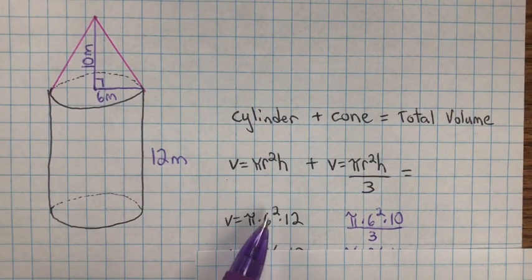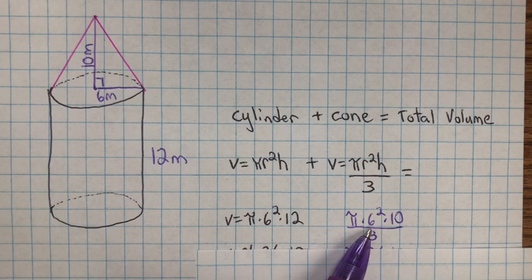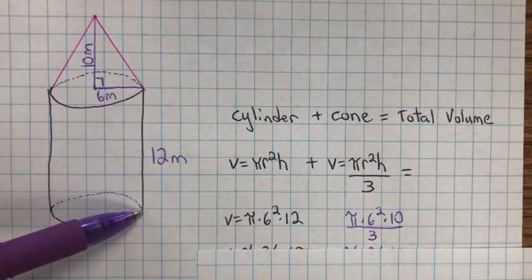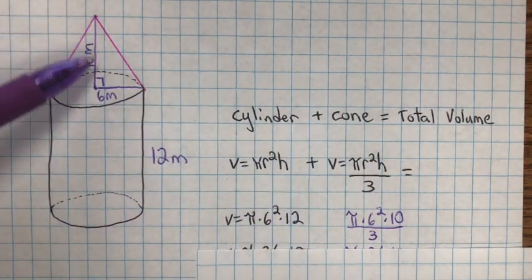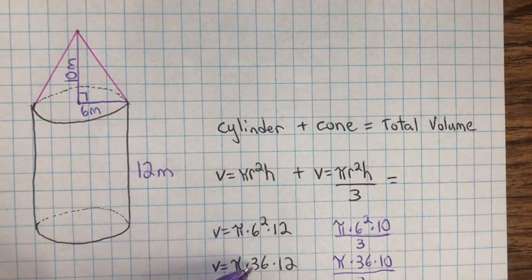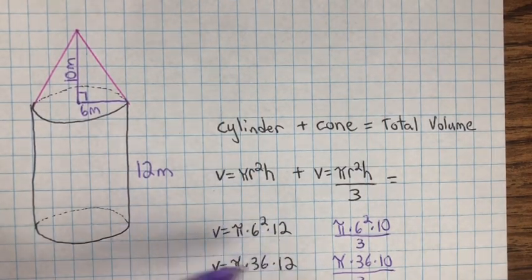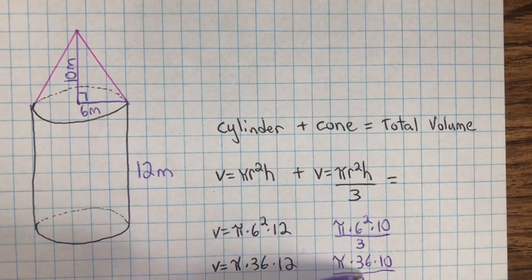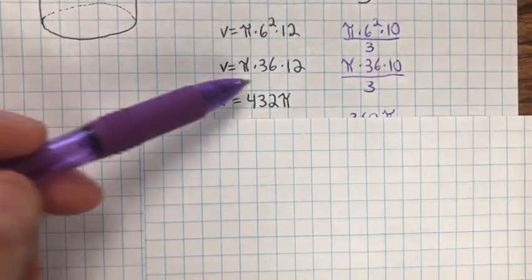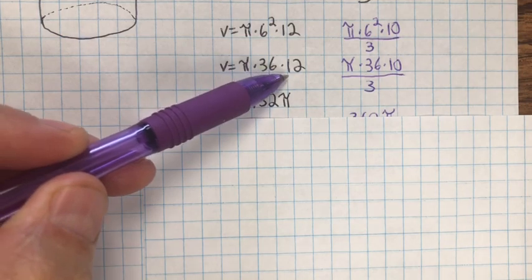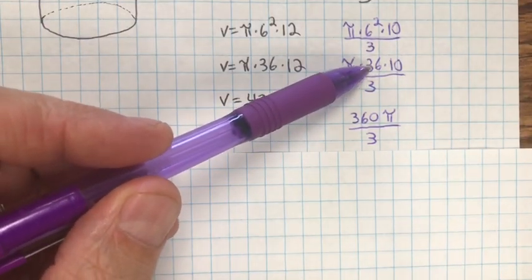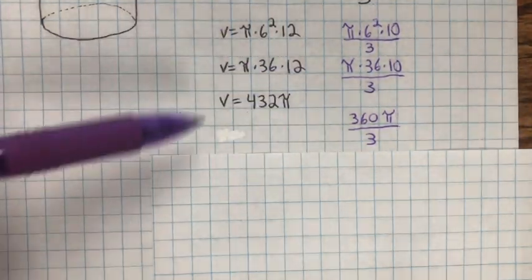So we have a radius of 6 squared, and the same radius for the cylinder. And the height of the cylinder is 12, that was given. The height of the cone is 10. So now we're going to simplify both of these. Now we have 6 squared, which is 36, multiplied by the height. And here we have 6 squared, which equals 36, multiplied by the height. For the cylinder, we have 36 multiplied by 12, which is 432. For the cone, we have 36 multiplied by 10, which is 360.